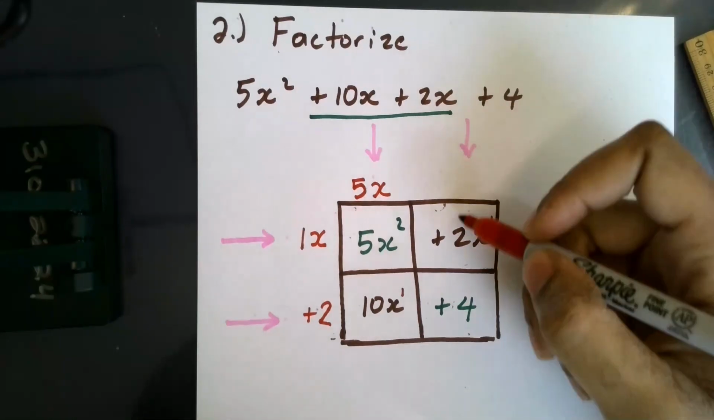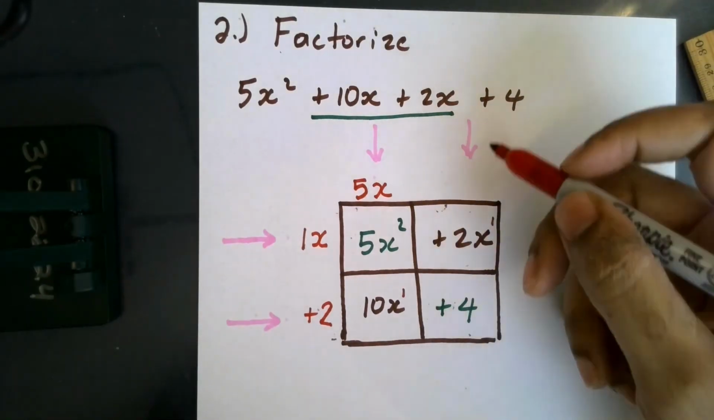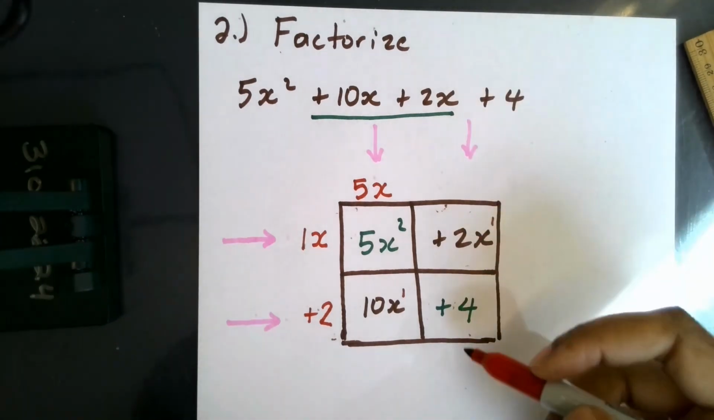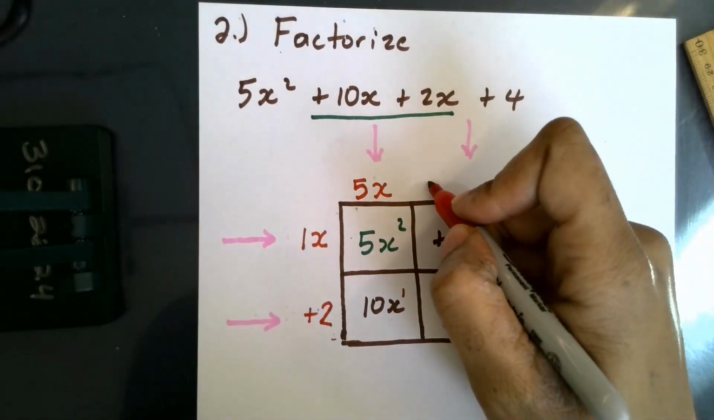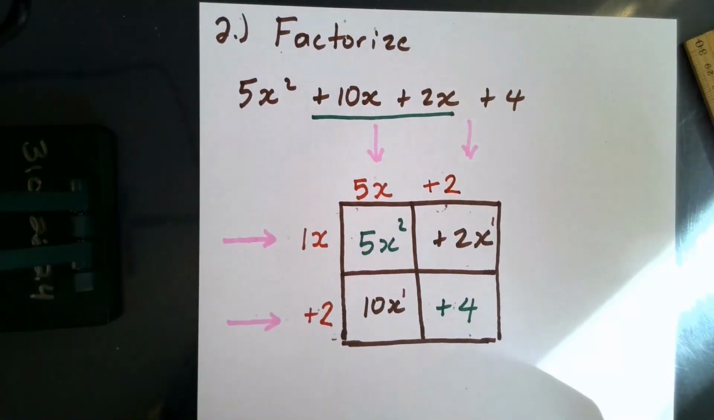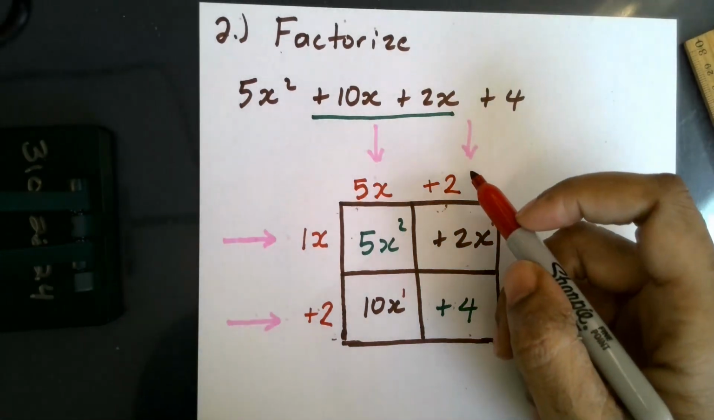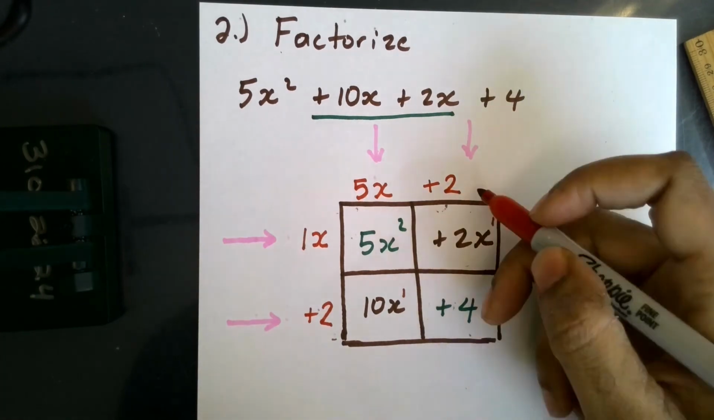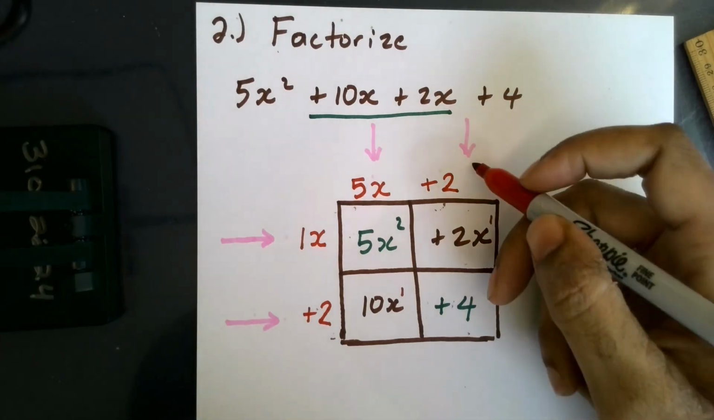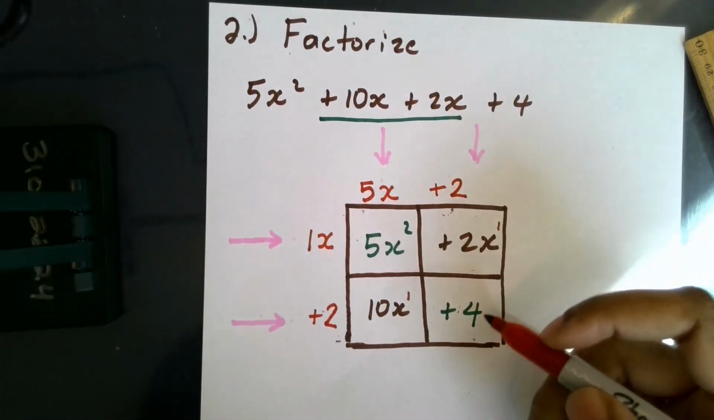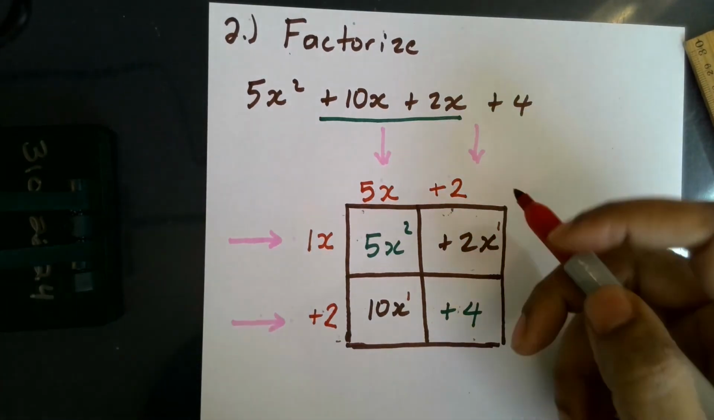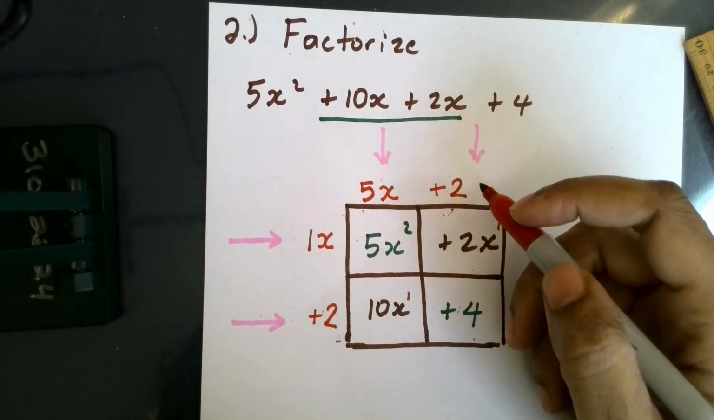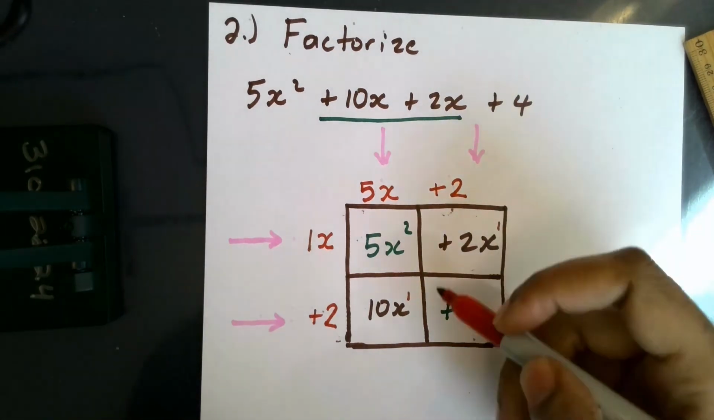For this arrow coming in this direction, our GCF of these two terms is only 2. So plus 2. You cannot write 2x because x is not common to these two terms. And you want the greatest common factor. So x cannot be written along with 2. It's only 2.